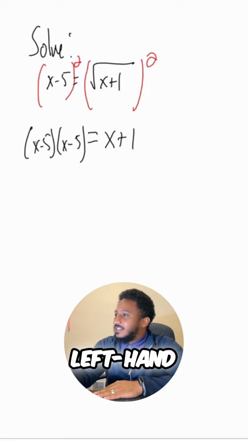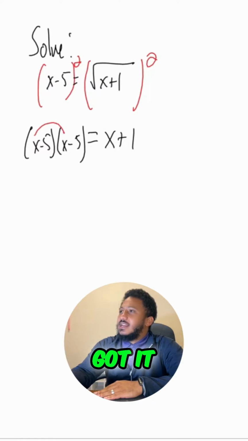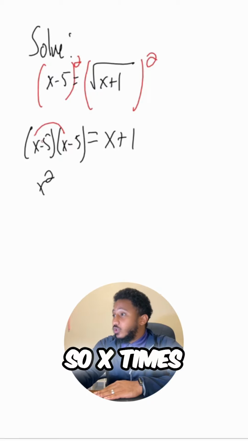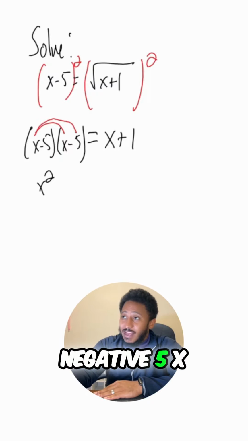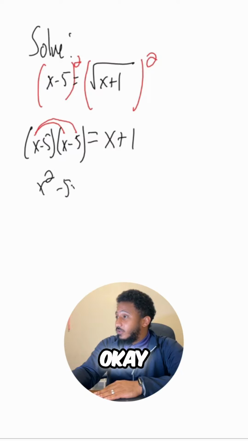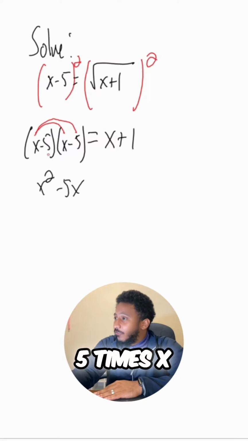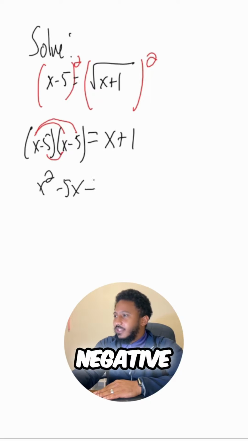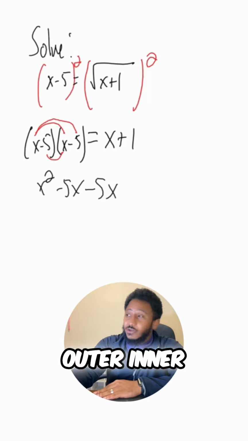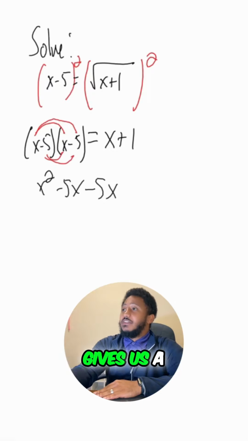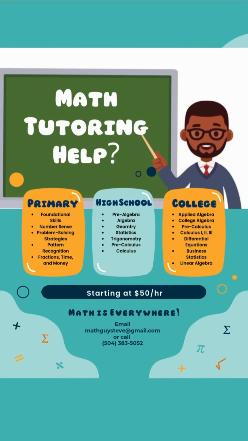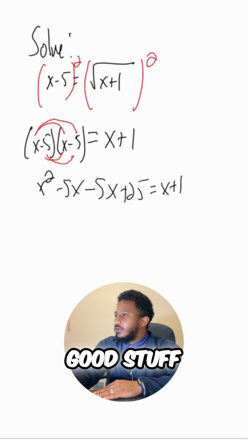And so how we expand that left-hand side is by the first times the first. That'll give me an x squared. And then we say the outer, so x times negative 5, that's negative 5x. The inner, so negative 5 times x, is negative 5x. And then last: negative 5 times negative 5 gives us a positive 25. Equals x plus 1. All right, good stuff.